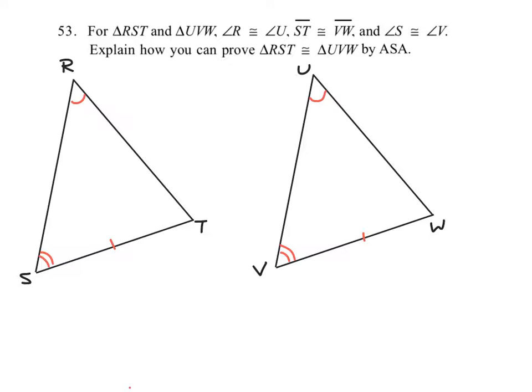We can prove it with the third angles theorem. The third angles theorem states that if you know in two triangles that two angles are congruent, you know that the third angle is congruent as well. So through the third angles theorem, we can state that angle T is congruent to angle W.